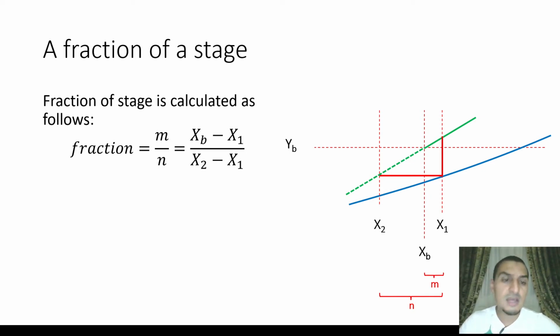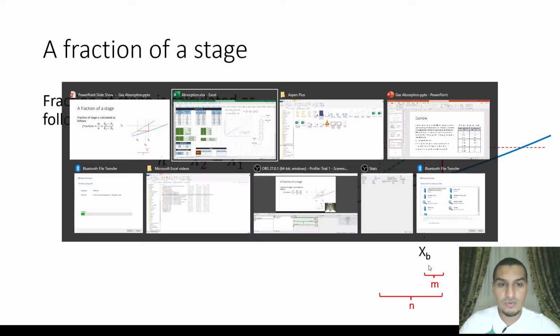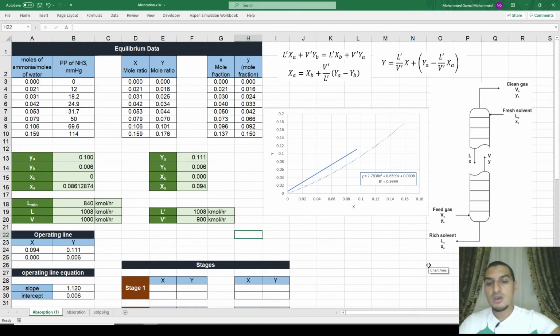So this is how we calculate the fraction, and I'm interested in making sure that you understand this part, because it's kind of confusing when we go into the calculations. It might be a little confusing, so I hope it's clear now. So now what I need to do is start the calculation of the number of stages.